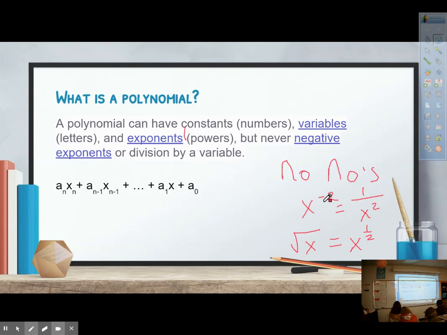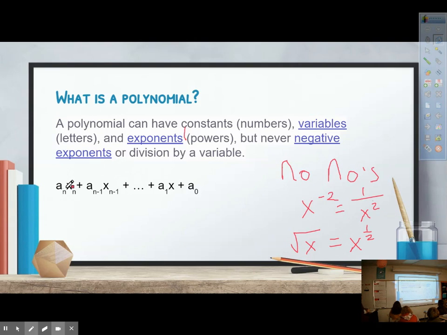A negative exponent means you divide by the variable, so you're not allowed to do either of those. And a fraction exponent means you're taking a root. Like x to the 1/3 would be the third root of x. X to the 1/2 means the square root of x. So if you ever see anything like this, it's not considered a polynomial.